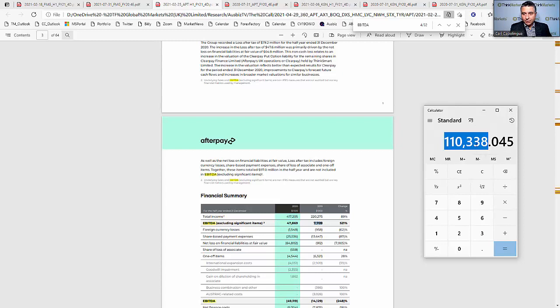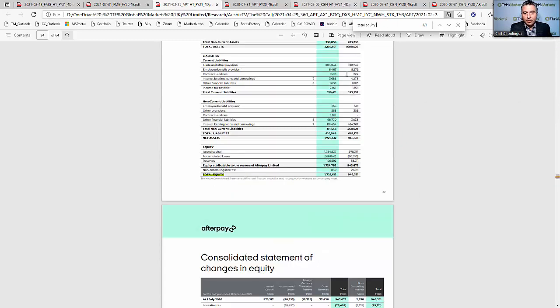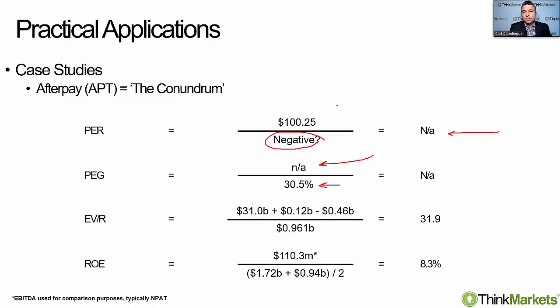$110.3 million. On the bottom line of our return on equity calculation, we need our average total equity, and we get that by typing in total equity into the search bar, and we've got 1.7 billion for this period compared to 946 million for the second period, and that's all the data we need. So let's head back to the slides and plug in the numbers.